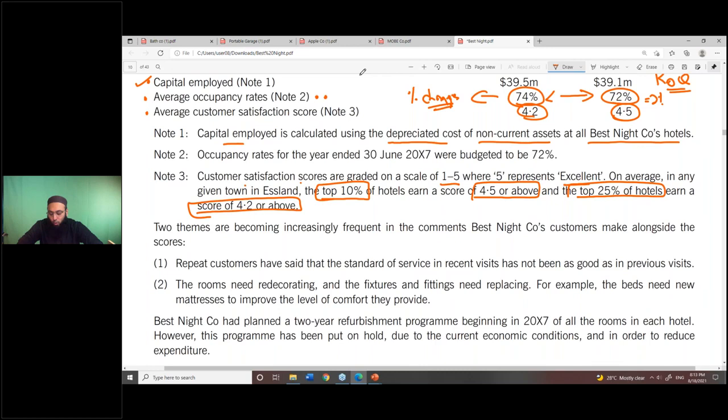Let's see, two important feedbacks. Repeat customers have said that the standard of service in recent visits has not been as good as in the previous visits. So your quality has gone down. The rooms need redecorating and the fixtures and fittings need replacing. For example, the beds need new mattresses to improve the level of comfort they provide. This means your furniture is old.